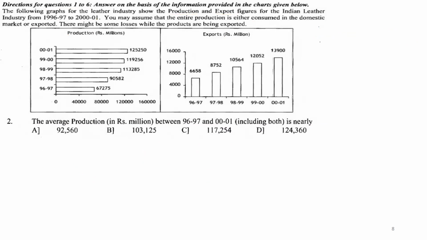Right, question number 2. Now in question number 2, what you need is the average production. Okay, average production from 96-97 to 2000-2001 is nearly. Okay, so now if you take a look at the options, you realize कि options दूर-दूर हैं. और अगर options दूर-दूर होते हैं तो क्या कर सकते हैं हम? How can we take the advantage of this situation? Approximation. Yes, approximations. So we know कि average का ये formula है.